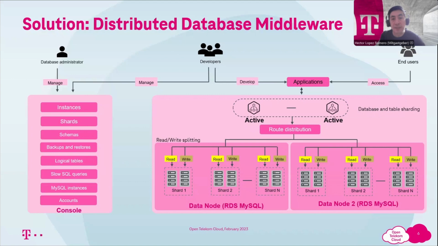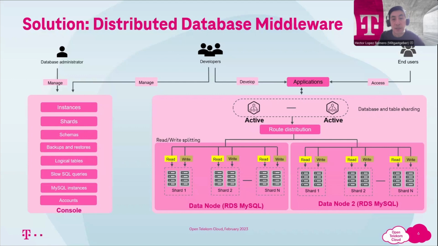And both instances are active. The application routes to the DDM, and DDM distributes or routes the SQL queries to RDS instances. At this point, we are talking about RDS instances. It could also be possible, as we will introduce soon, GaussDB. It's also a database that we want to offer on the OTC. These are the two possibilities that you can use with DDM.